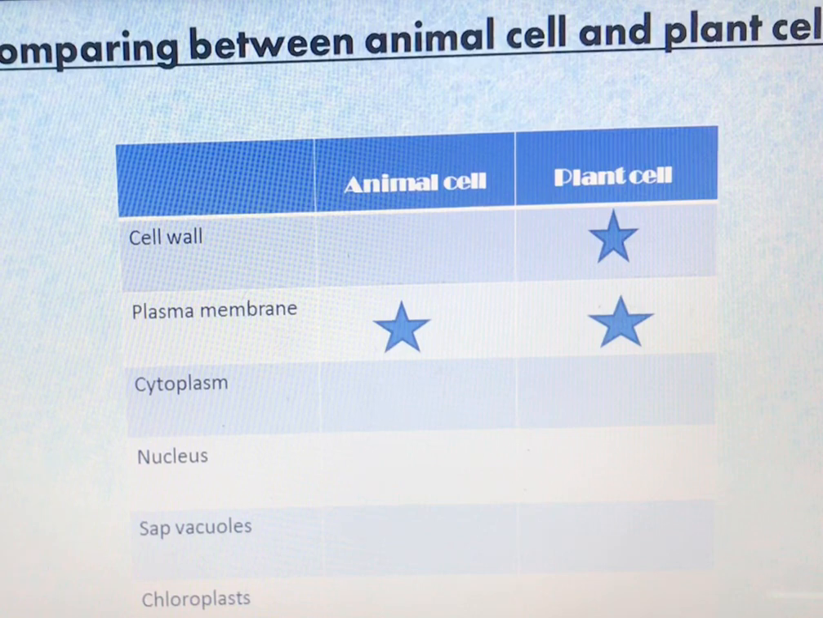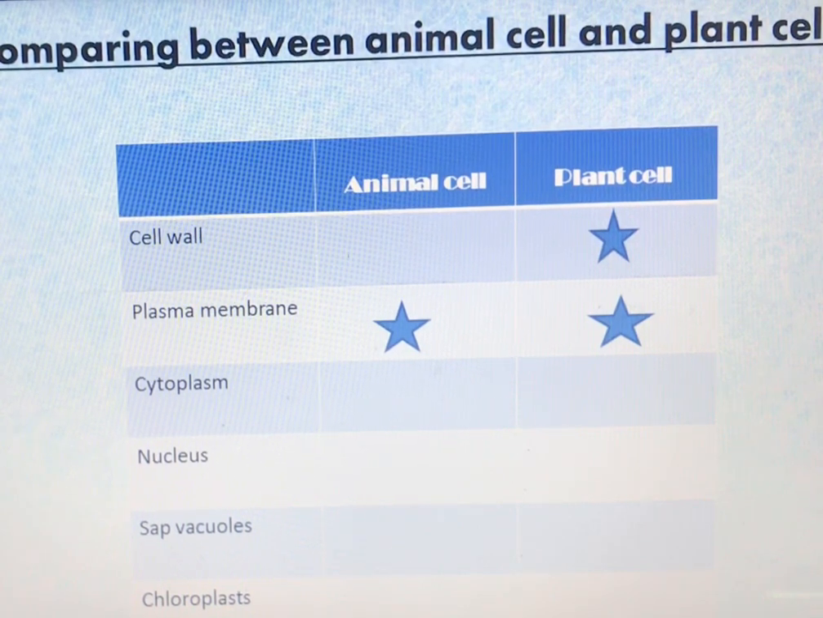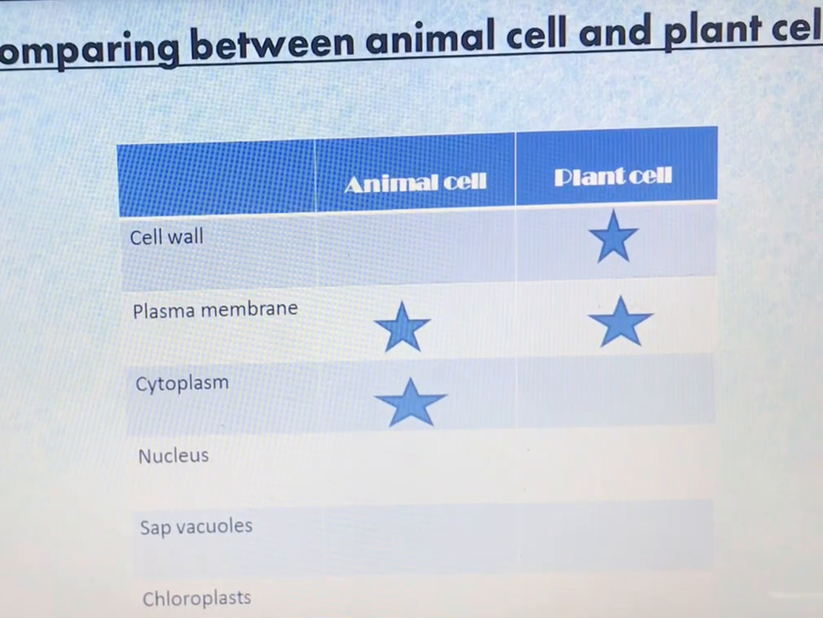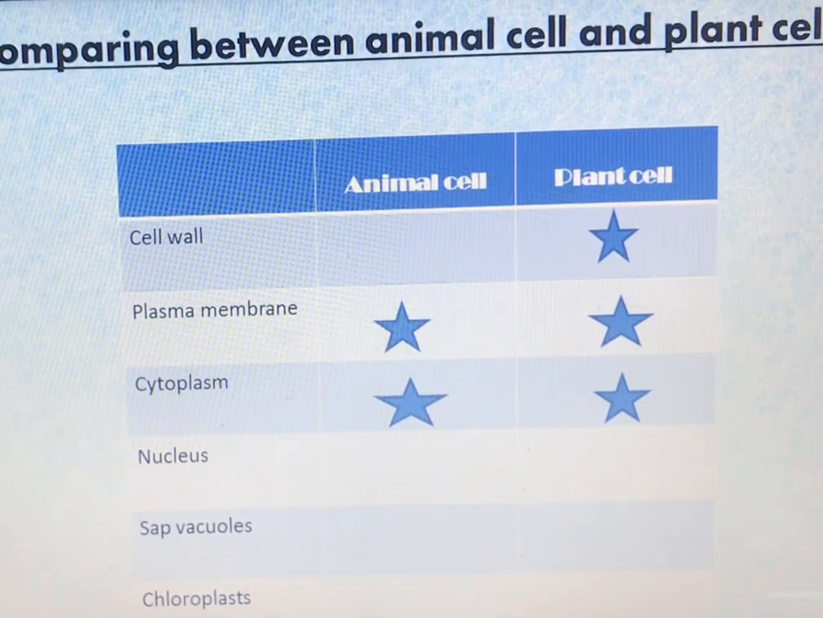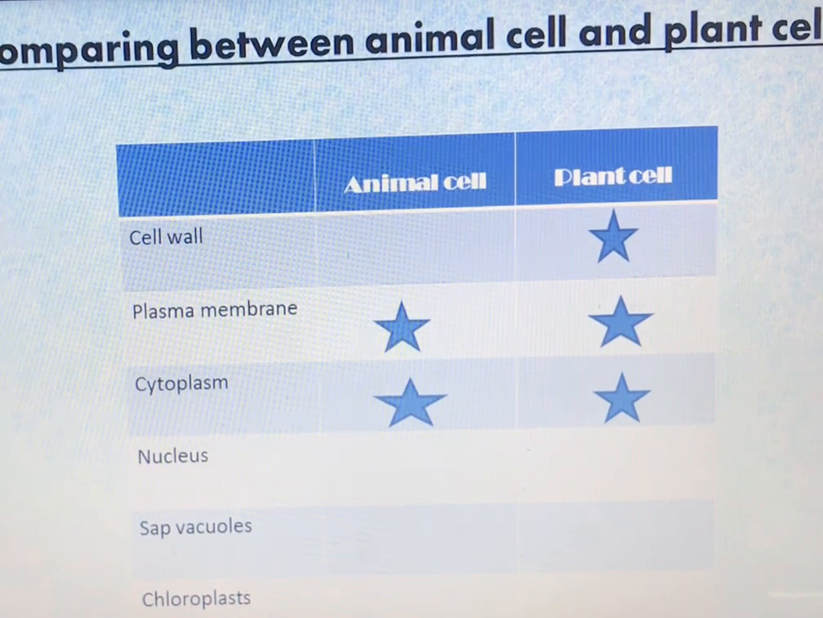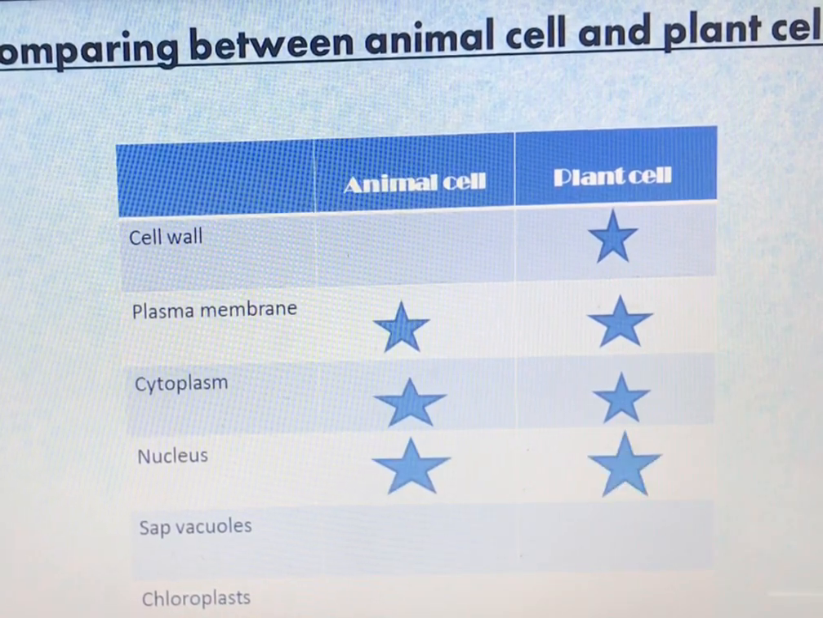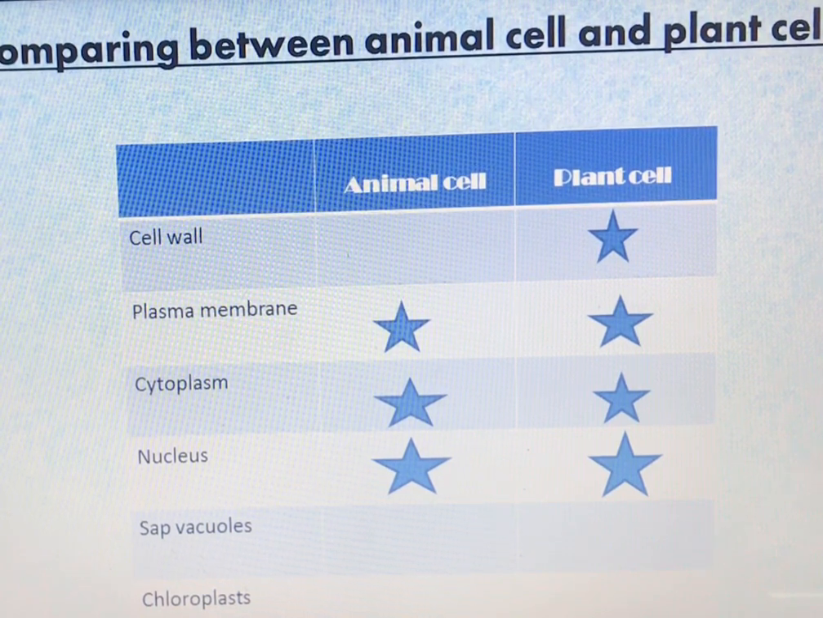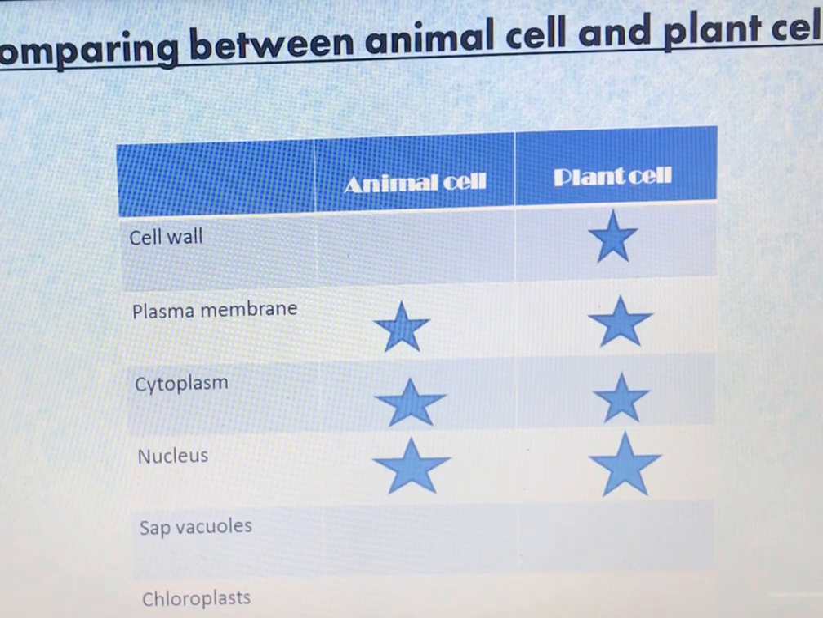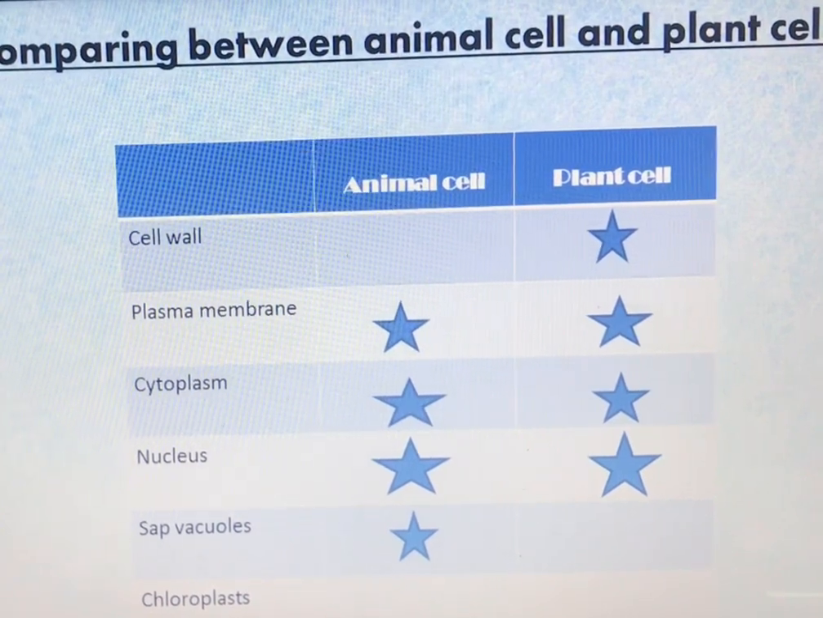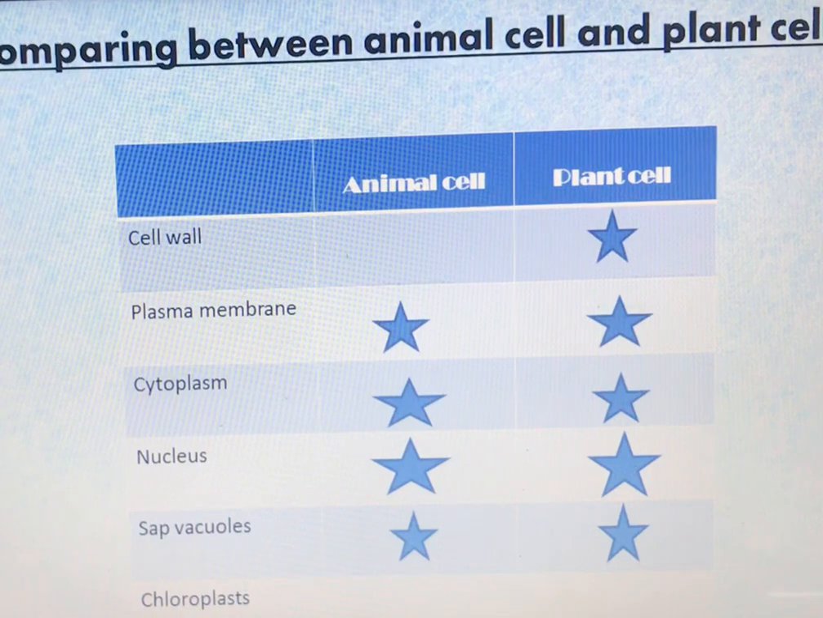Cytoplasm exists in? Very good. Both, as it fills any space in any cell, so it must exist in animal cell and plant cell. After that, nucleus, we said before, it's one of the most important parts in any cell, so it exists also in both animal cell and plant cell. Okay, sap vacuoles. We said before that there are many small sap vacuoles in animal cell and one large sap vacuole in plant cell.